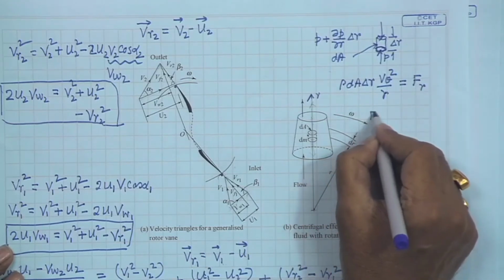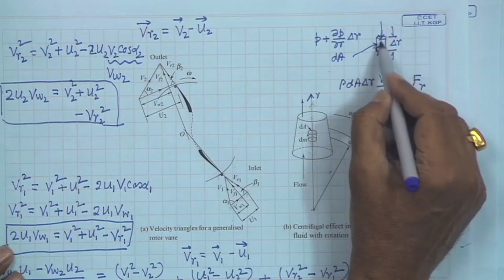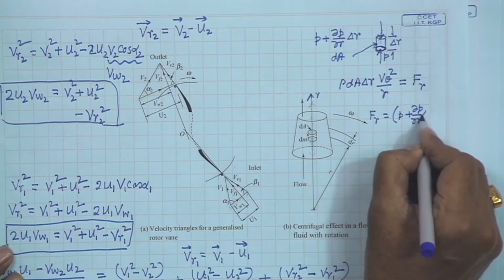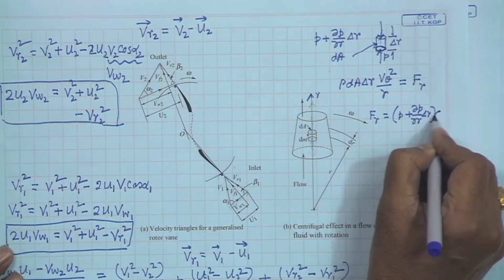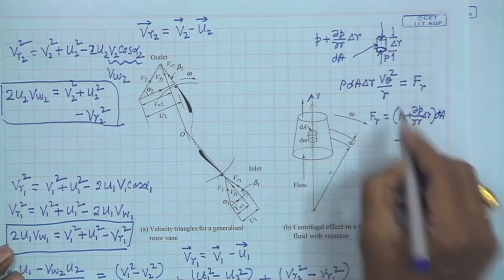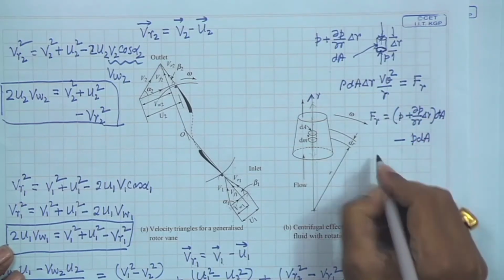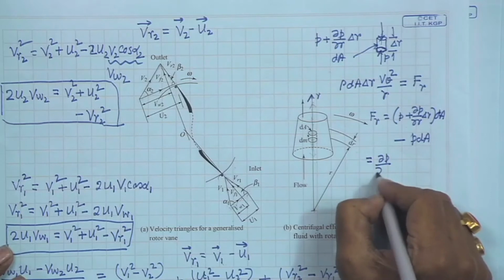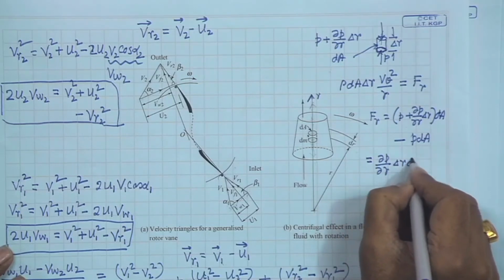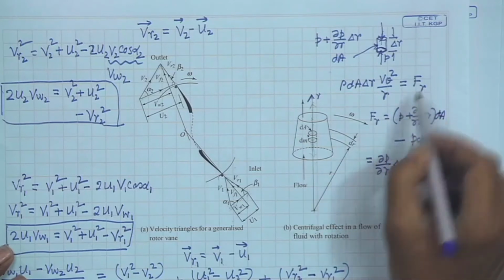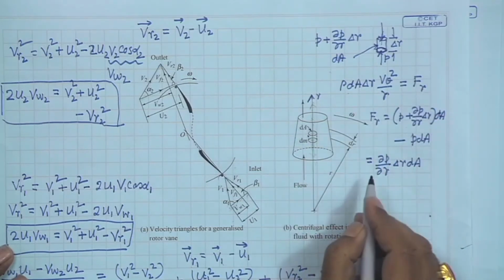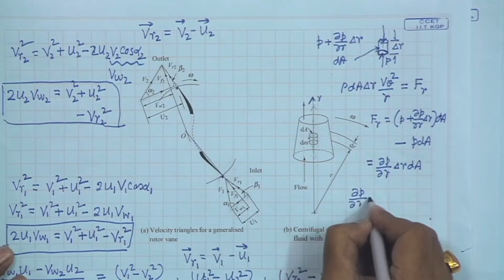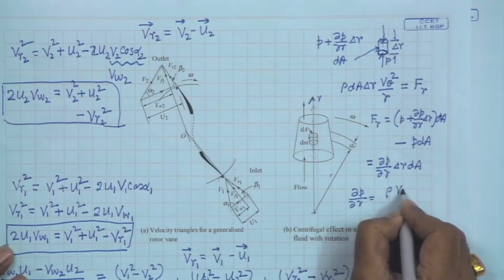This Fr is given by the inward radial force, which is P plus del P del r times dr, into dA, minus from this side P into dA. This becomes equal to del P del r dr dA. Now, if you put Fr there, dA dr cancels, and we simply get an expression that del P del r is rho v theta squared by r.